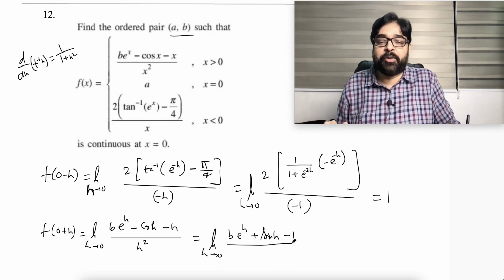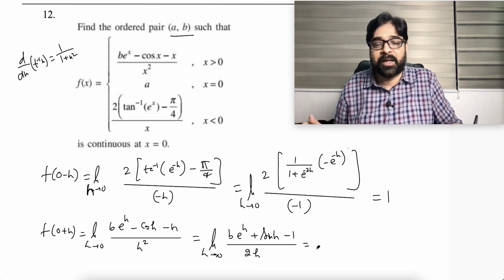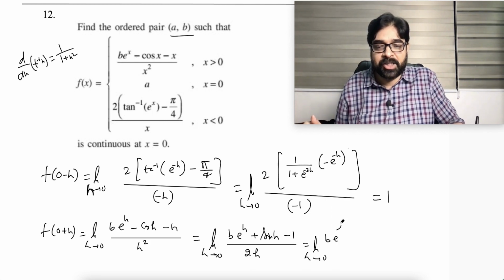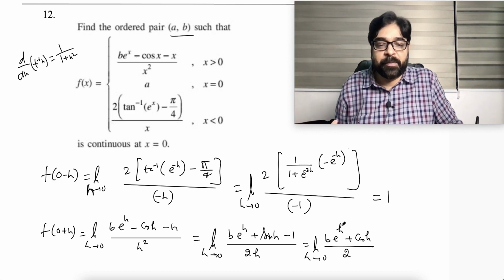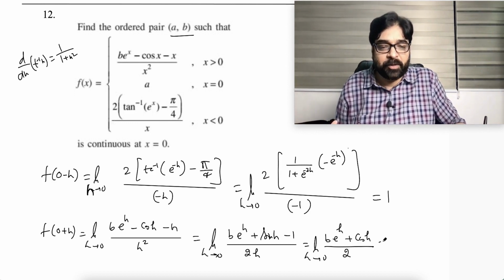Now if you want, you can do approximation, there is no problem, you will get it. But since we applied L'Hospital one time, apply one more time and the answer will come. Limit h approaches 0, b e power h plus cos h by 2. Now put h equal to 0 because this is the limit form. e power 0 is 1, cos 0 is 1, so b plus 1 by 2.